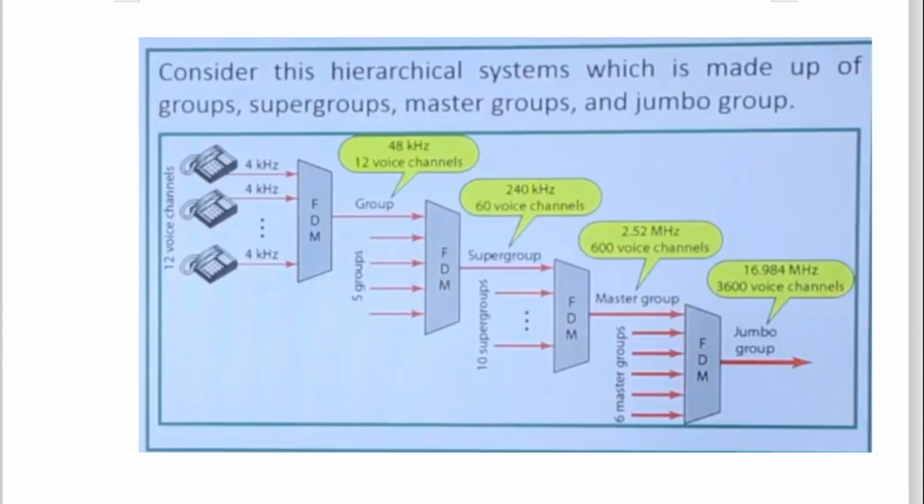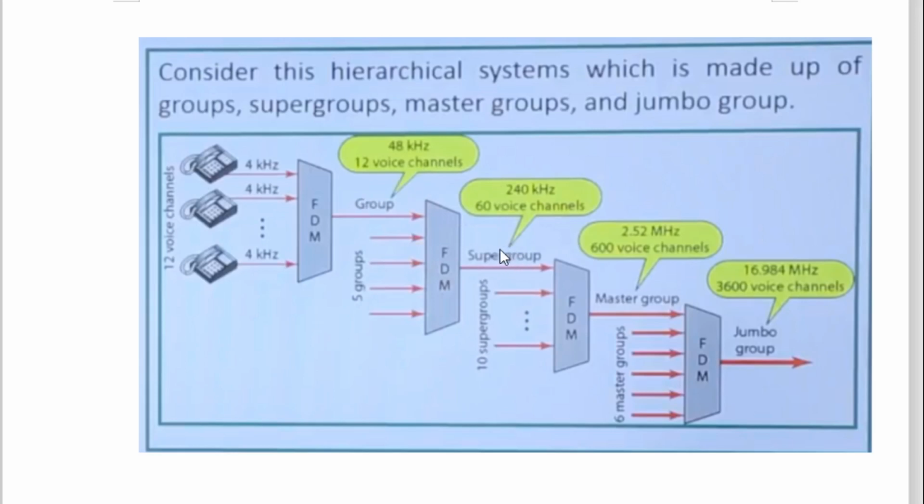See here, how to read this, I'll tell you. This is a group. 48 kilohertz is the bandwidth of a group, because 12 voice channels are there. Each voice channel requires 4 kilohertz bandwidth. Therefore, 4 into 12 will be 48 kilohertz. And see here, 12 voice channels, vertical: 1, 2, and so on up to 12. 12 voice channels combining together form a group.